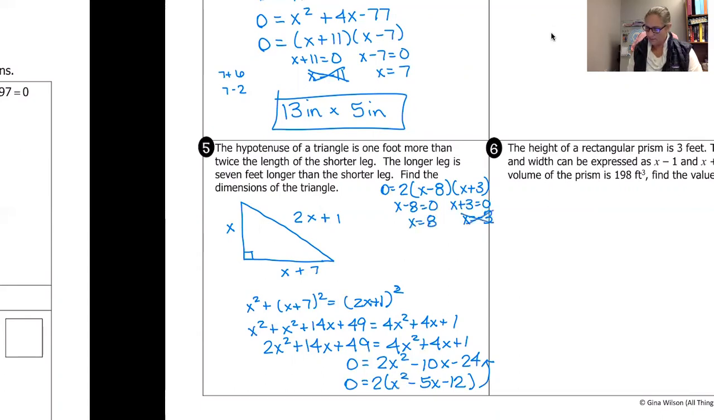Plugging in negative 3 is going to give us a negative value, which doesn't give us dimensions. So the short leg is going to be 8. The longer leg is 8 plus 7, which is 15. And the hypotenuse is 16 plus 1, which is 17. And remember that the hypotenuse should always be the longest side. That's why it's called short leg, longer leg, and then hypotenuse.